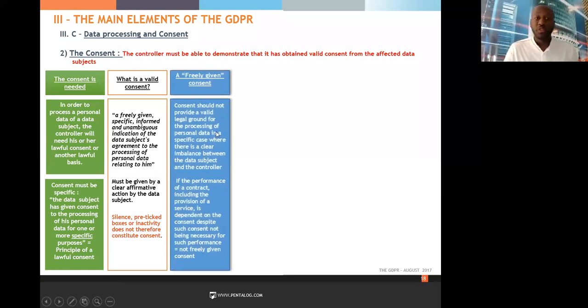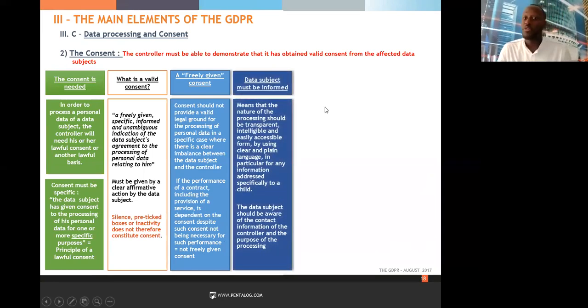A freely given consent: consent should not provide a valid legal ground for processing personal data in a specific case where there is a clear imbalance between the data subject and the controller. That means, in other words, that if the performance of a contract, including the provision of a service, is dependent on the consent despite such consent not being necessary, it is not freely given consent.